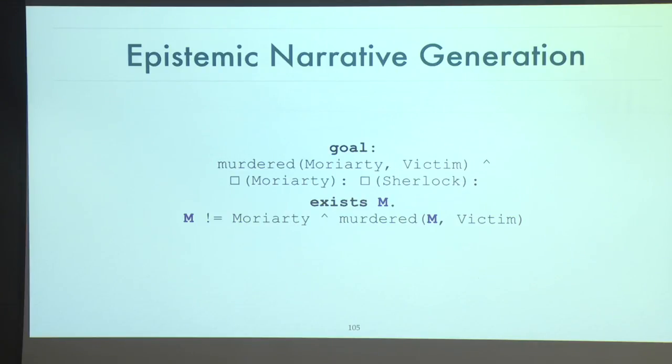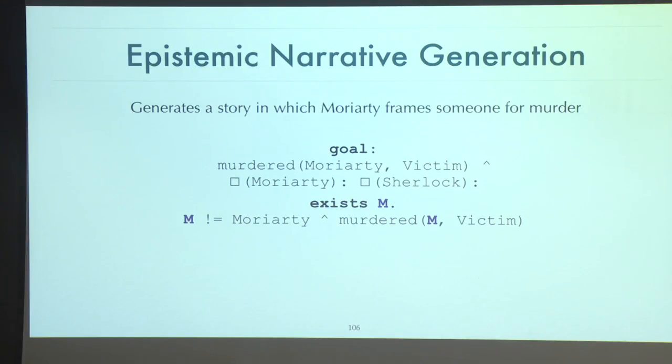So instead, I want to just bring you to the goal specification, which is we can say something like, well, we want an end state in which Moriarty has murdered a victim, and Moriarty believes that Sherlock believes that there exists someone else other than Moriarty who murdered this victim. And what we get when we specify this kind of story outcome, you can maybe think through it in your head, is a story in which Moriarty frames someone for a murder.